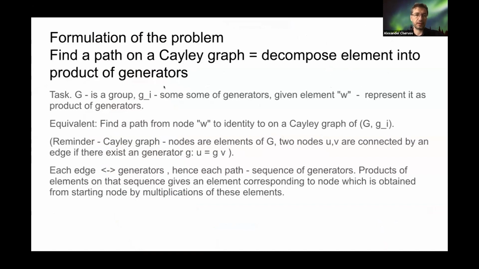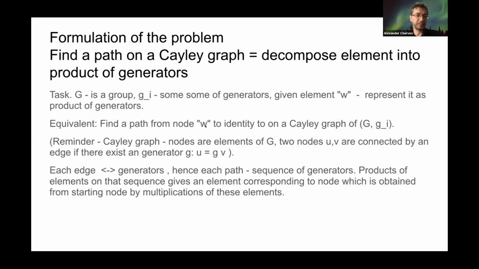Assume we have some group and we have chosen some generators, and there is an element. The task is quite simple: we want to represent the given element as a product of the generators. This task has an equivalent formulation: given some node on the Cayley graph, we need to find a path connecting this node to the identity. Why is this formulation equivalent?